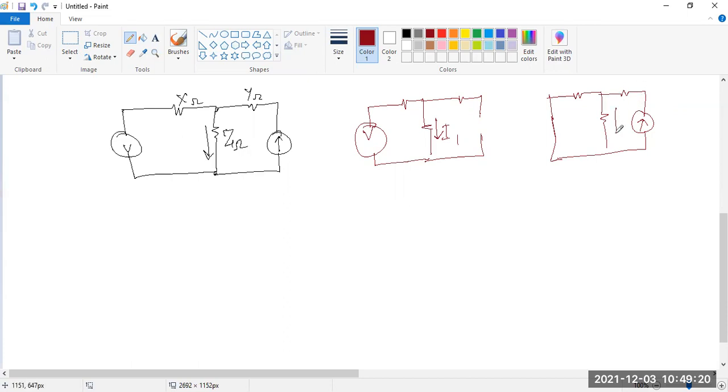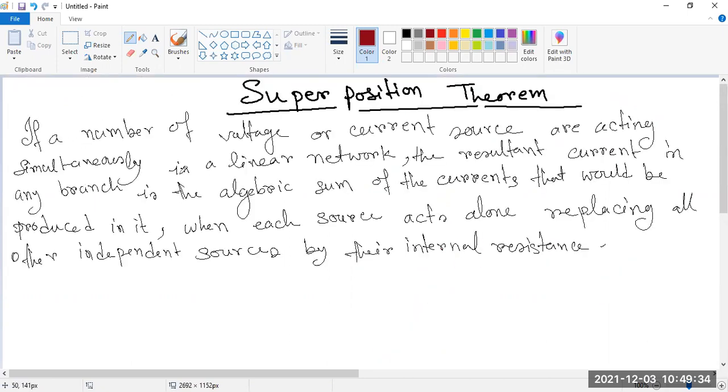Then what will be the current? Say that is the I2. So Iz equals I1 plus I2. This is the equation. This is the solution. So again, we have to understand this.